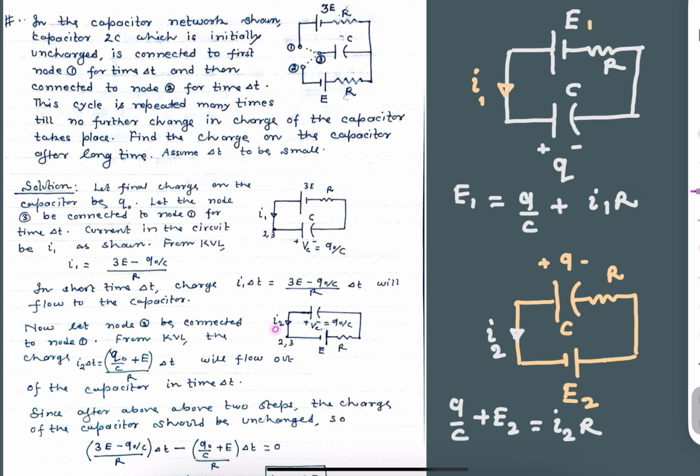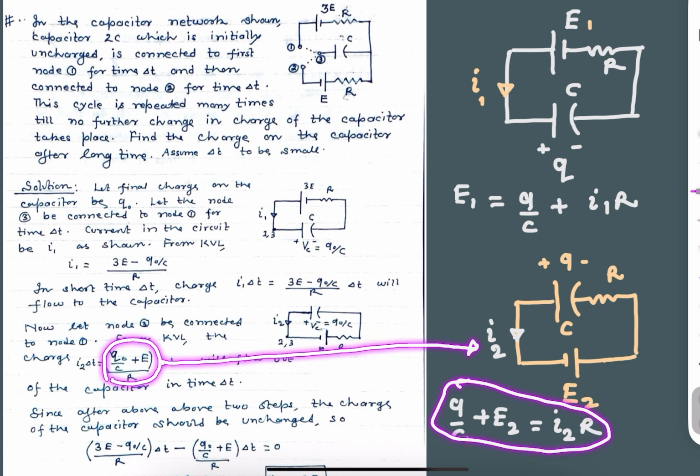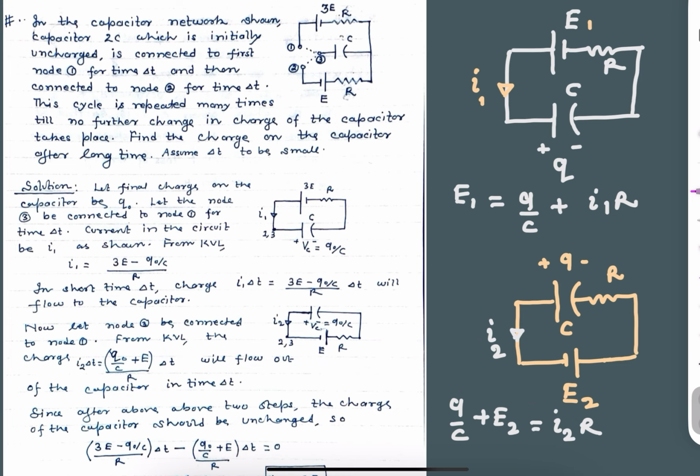Now expression of this current can be written like this, Q naught by C plus E by R. You can understand here, which I explained here. And in time delta t, if this connection remains for time delta t, say I2 delta t, that means this much charge will flow out of the capacitor, right? Flow out of the capacitor, this much charge.